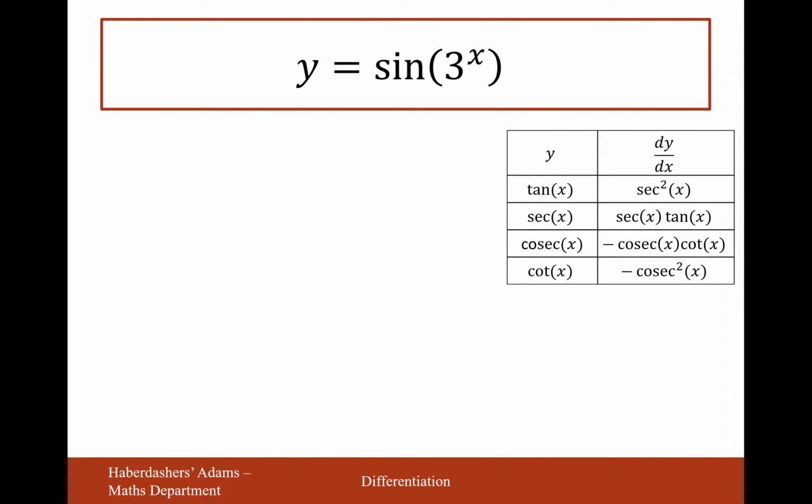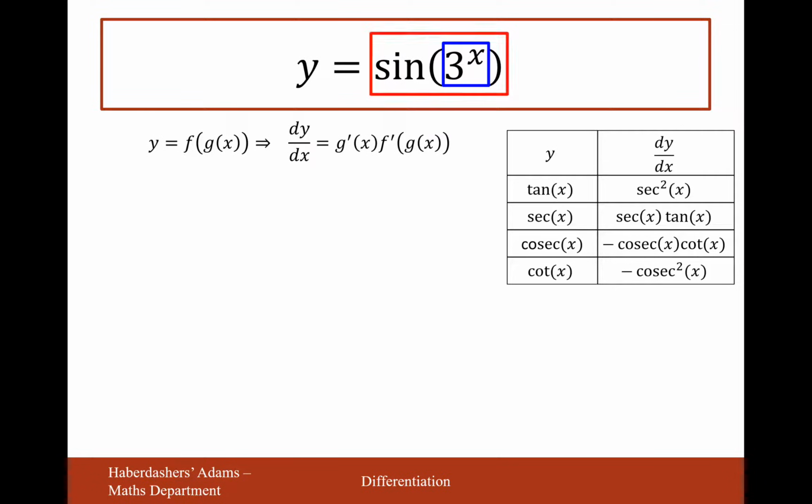Moving on to the next one, sine 3 to the power of x. So this is going to be a chain rule differentiation, inside function being 3 to the power of x, outside function being sine. So let's get started on this differentiation. Inside function first, derivative of 3 to the power of x is ln 3, 3 to the power of x. And then the outside function second, sine differentiates to cos of the inside function. And there we are, that's the answer to this question.